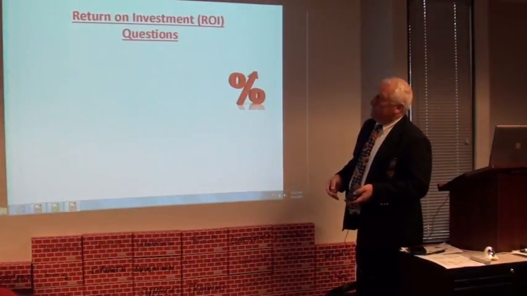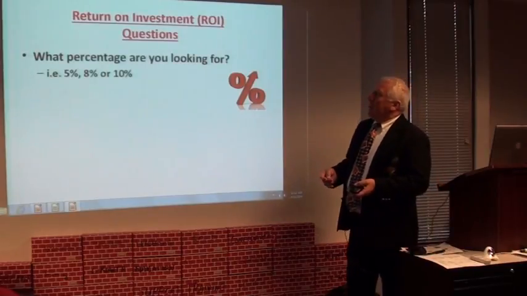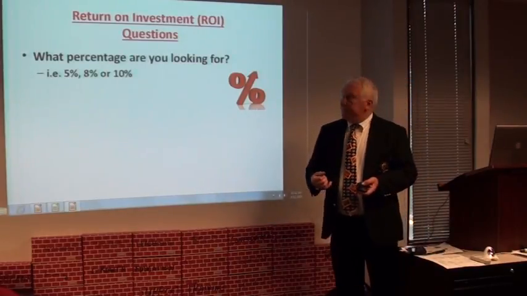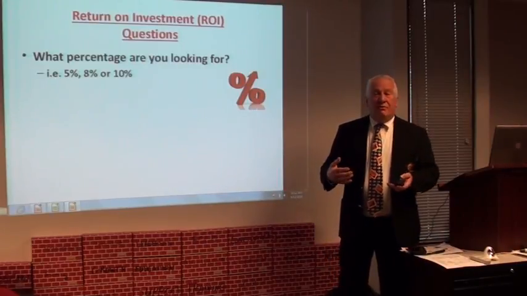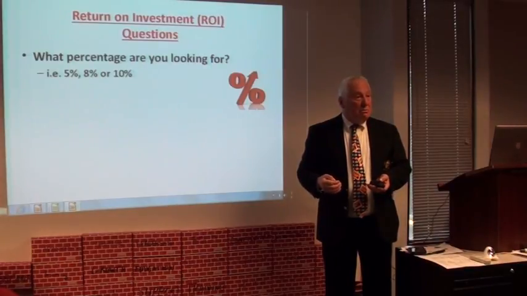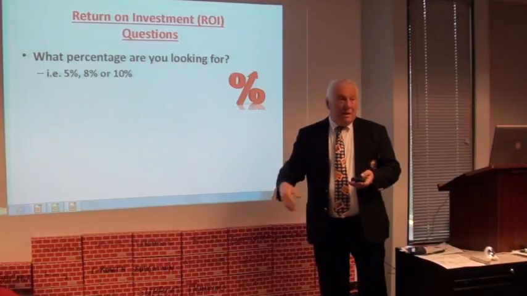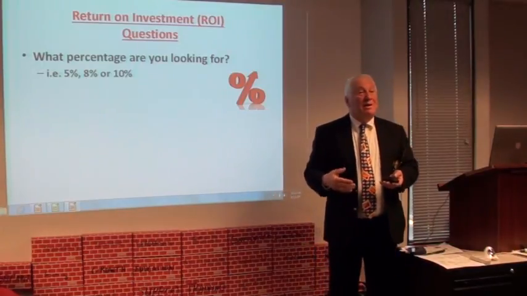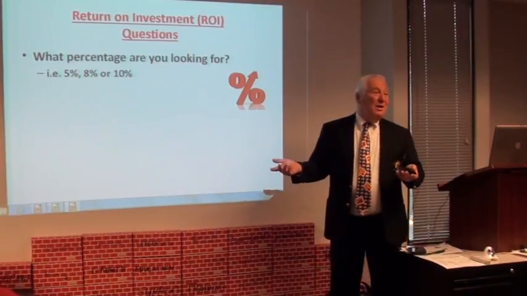Return on investment, very important question. What percentage are your buyers looking for? 5%, 8%, 10% as an example. If they invest $100,000, they want that kind of return on their money, not counting the property. They just want that income coming in, as if the money were in a CD or in a lender or a brokerage house.